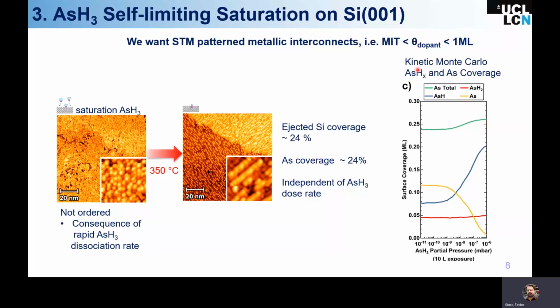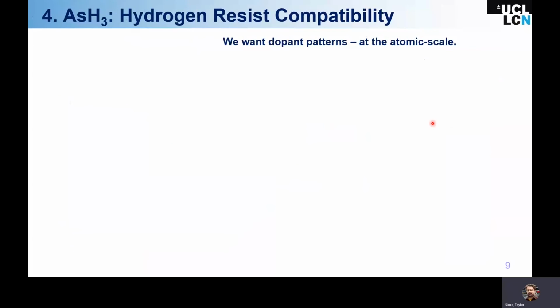And here we have a kinetic Monte Carlo simulation of the dissociation. And what we find is that in all accessible partial pressures, the AsH2 concentration doesn't change. This is because the reaction's too fast. And what we end up with is within plus or minus 1% invariant coverage of total arsenic atoms on the surface. This is in contrast to phosphine, where changing the partial pressure can adjust the coverage of phosphorus atoms within about 10%.